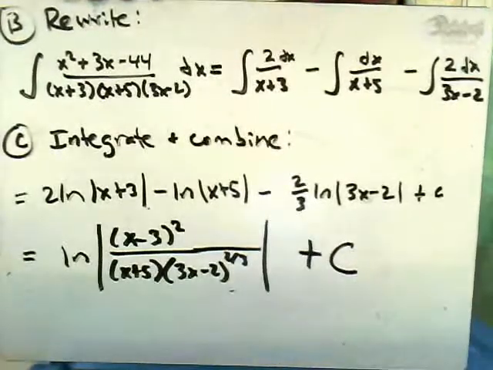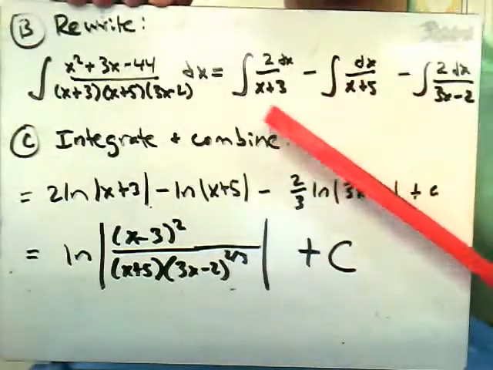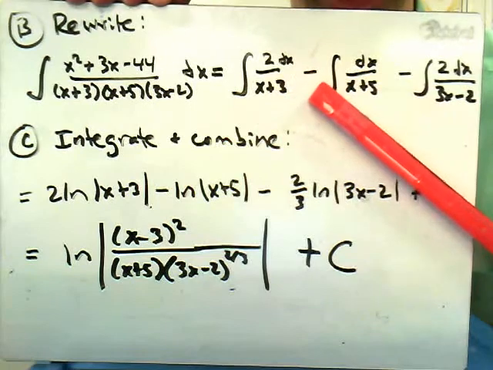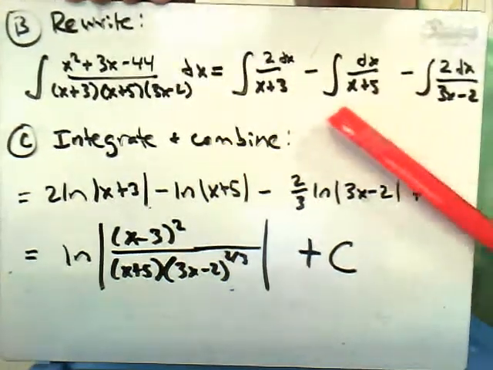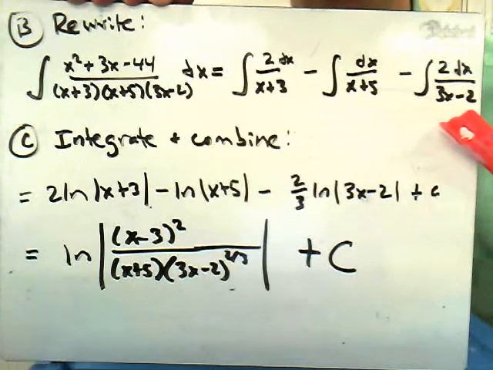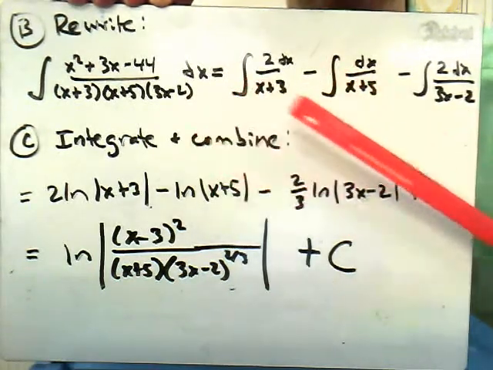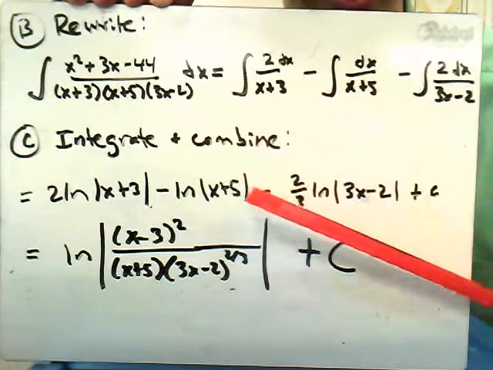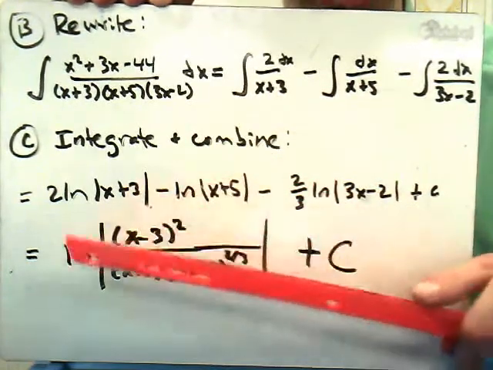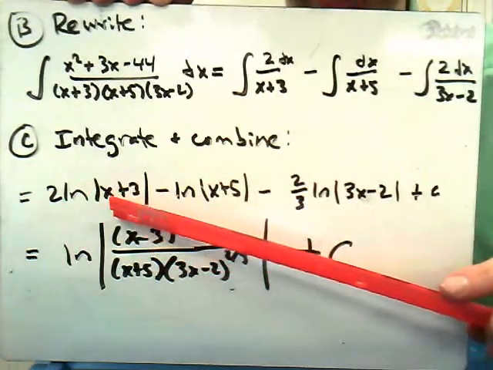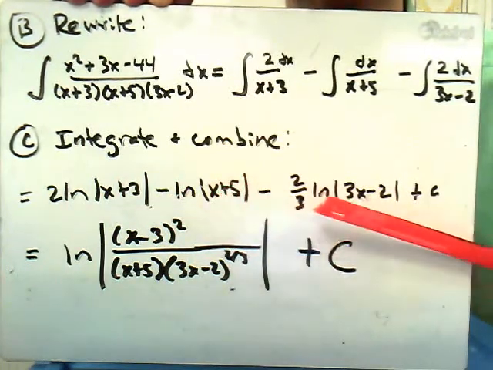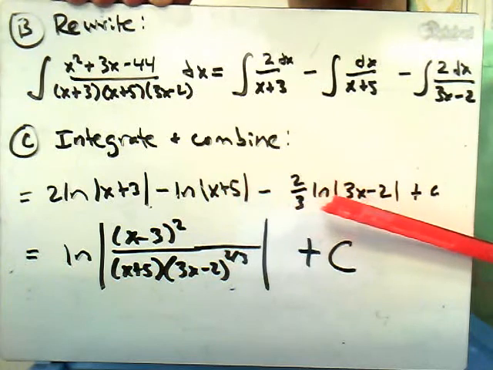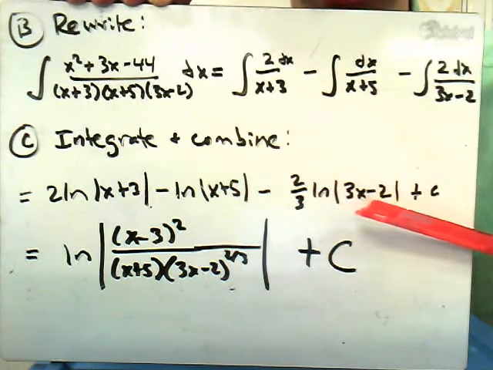So we rewrite our fraction as 2 over x plus 3, because a was equal to 2, minus 1 over x plus 5, minus 2 over 3x minus 2, just incorporating our a, b, and c values. When we integrate, we end up with 2 natural log of absolute value of x plus 3, minus natural log of x plus 5, minus 2/3 natural log of absolute value of 3x minus 2.